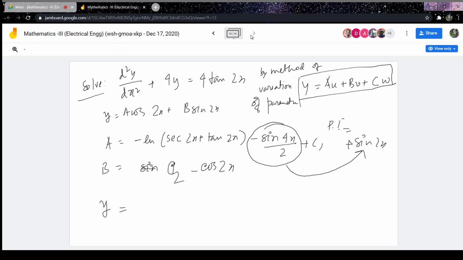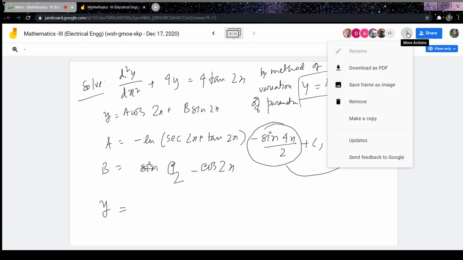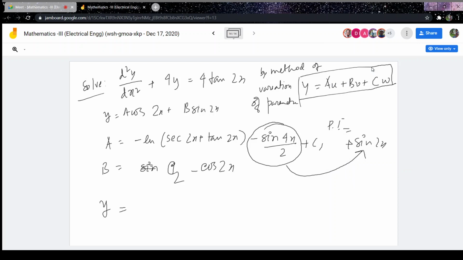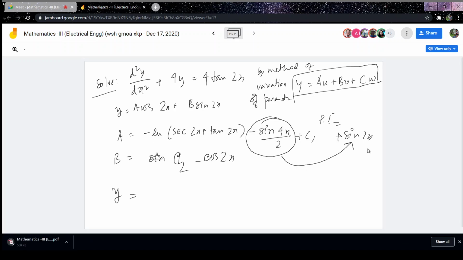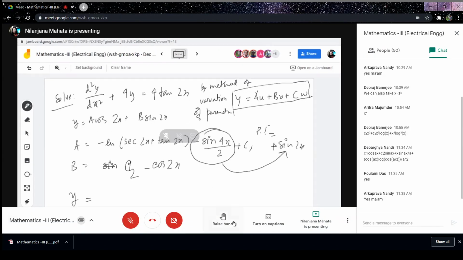So do practice with the exercises, okay, for both method of variation of parameter and homogeneous equations with variable coefficients. Okay, next class we will do some simultaneous equations, and your ODE, that means ordinary differential equations, will be finished, and I will start with PDE, partial differential equations. Okay, next class is on 24th, that is next Thursday, at 10:30. Okay.